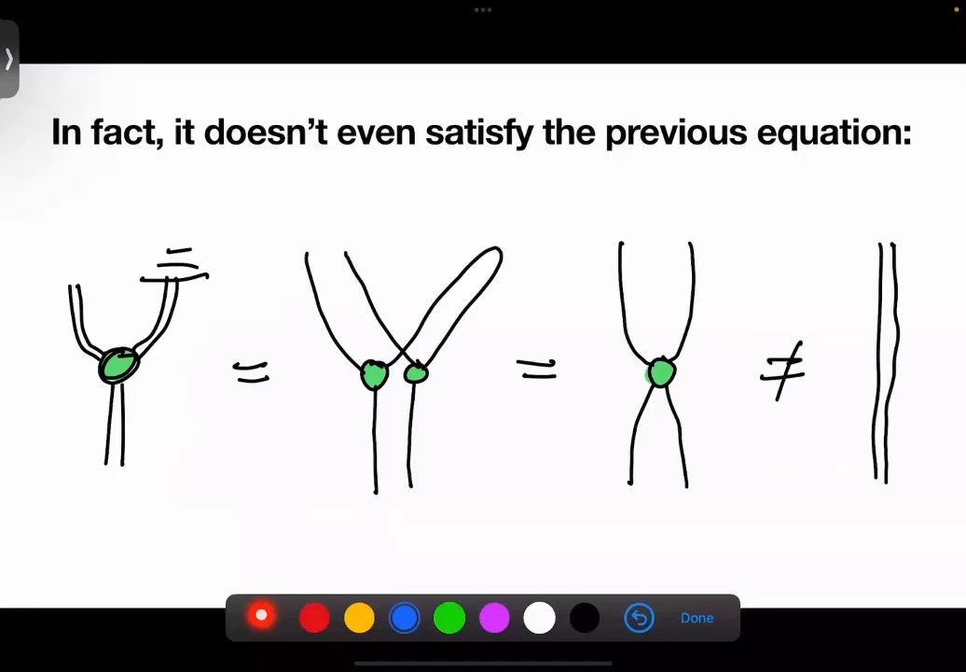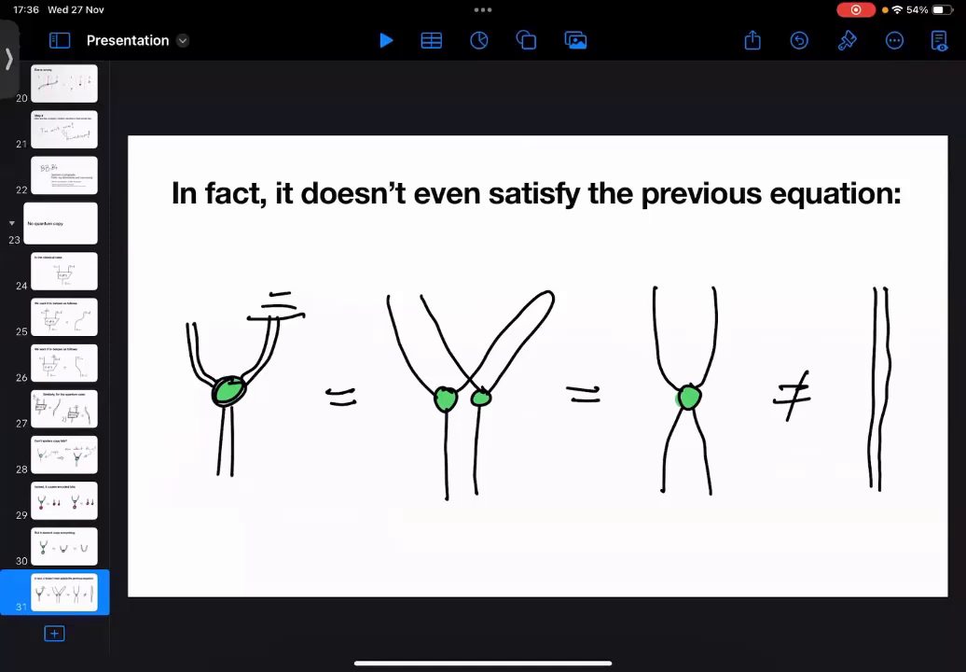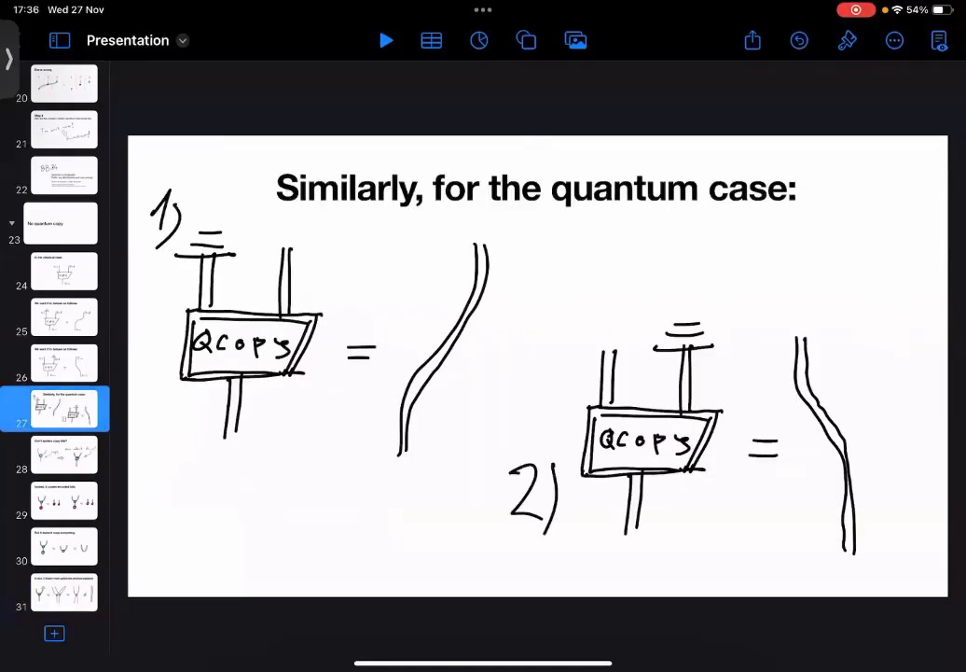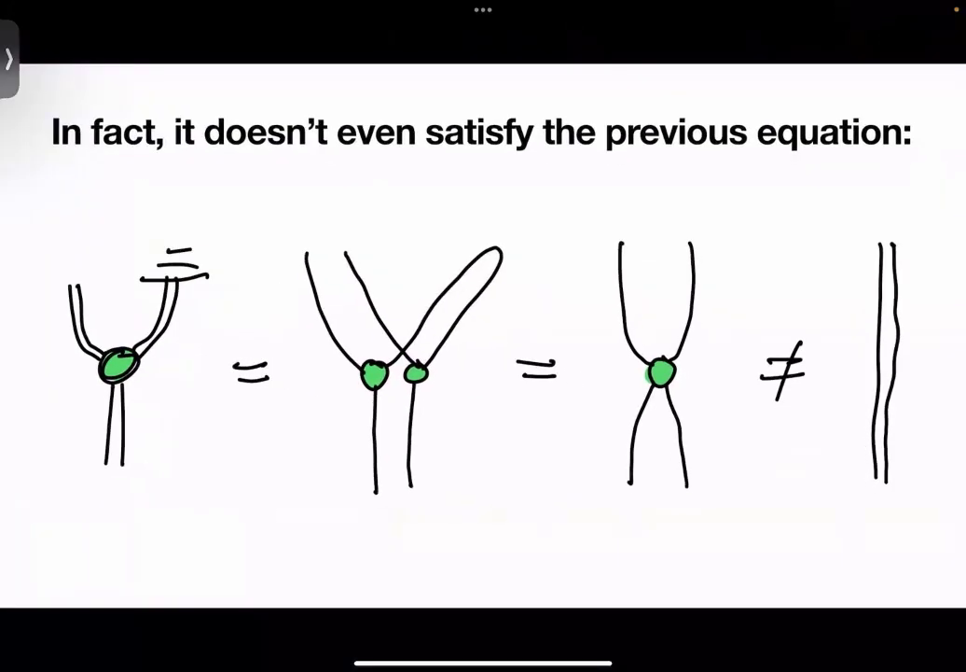And in fact, if you remember, let's try to find this again. We had these 2 equations, right? This is all we wanted our copy box to do. If we discard either of the outputs, it should just act as the identity.